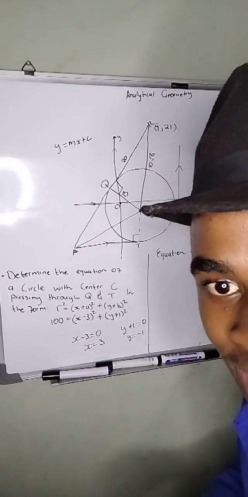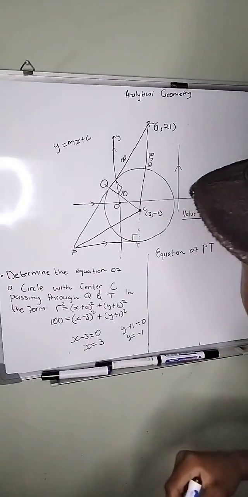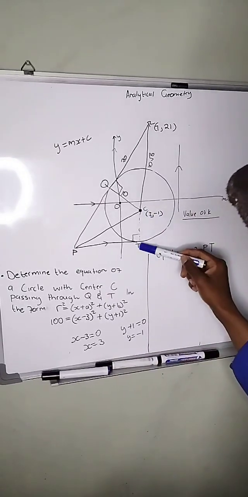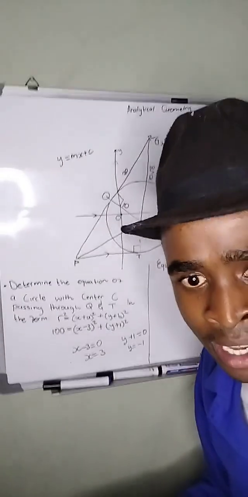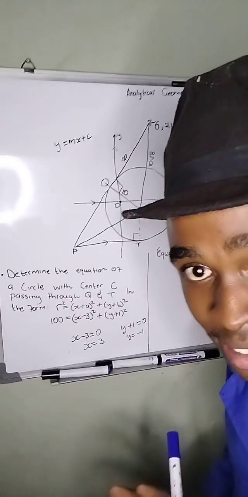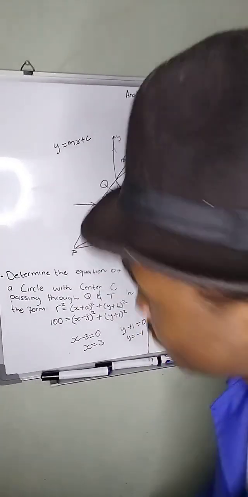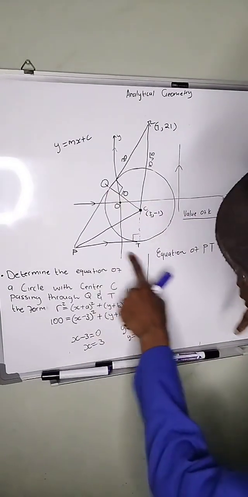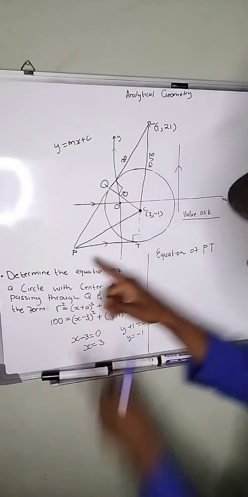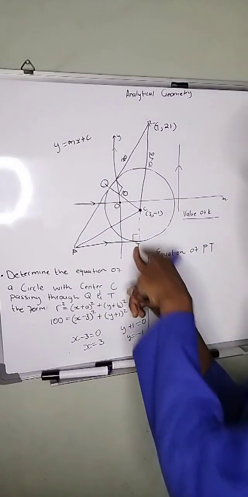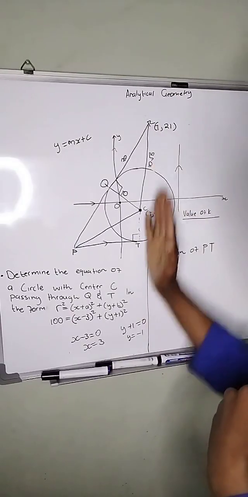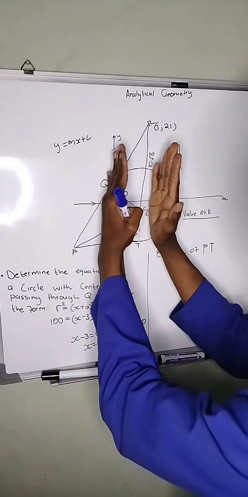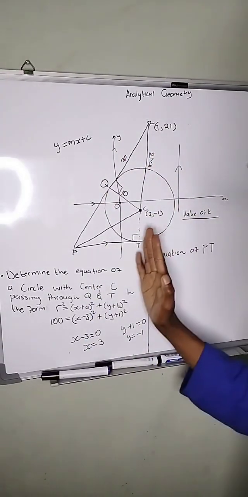I think we must first find the gradient of TR. The gradient of TR is undefined. Why? If this line PT is parallel to the x-axis, it means the gradient is 0. And if this angle is perpendicular, it makes this one straight, and these two lines are going to be parallel. And if they are parallel, it means the gradient here is undefined.